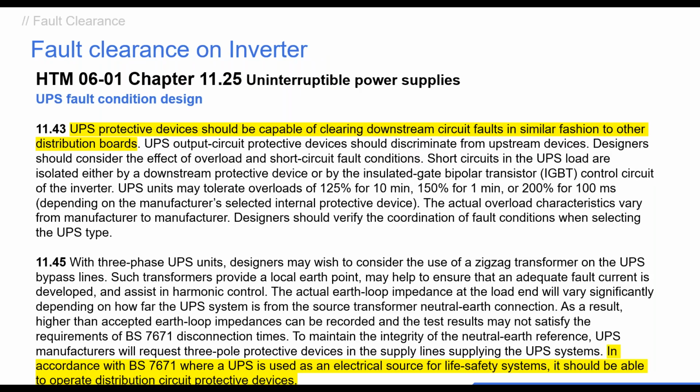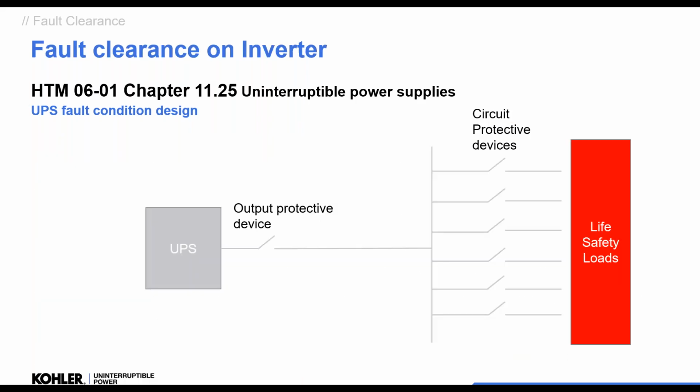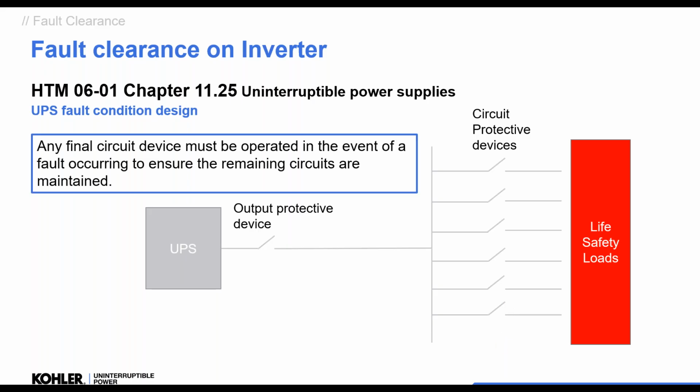HTM also refers to this. It talks about the UPS protective devices being capable of clearing downstream circuit protection, similar to other distribution boards and in accordance with BS 7671. So what we're trying to achieve here is, if we've got the UPS, we'll be feeding typically through a sub-main onto different protective circuits. If any one of these final circuits has a problem, the protective device must operate, so we can keep the rest of the life safety systems working.